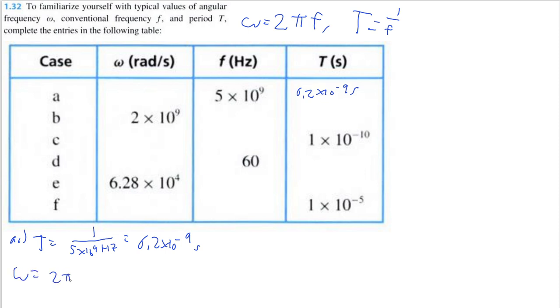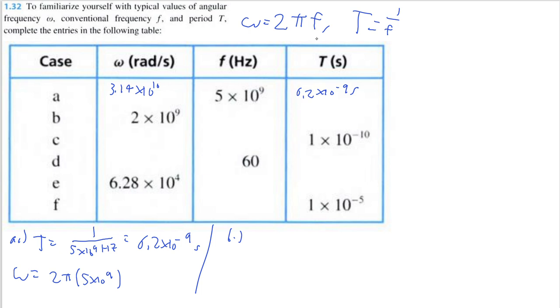Omega is equal to 2 pi times the frequency, 5 times 10 to the 9. That is 3.14 times 10 to the power of 10 radians per second. Okay, let's do case B.